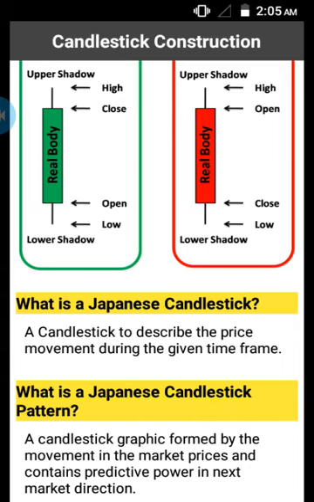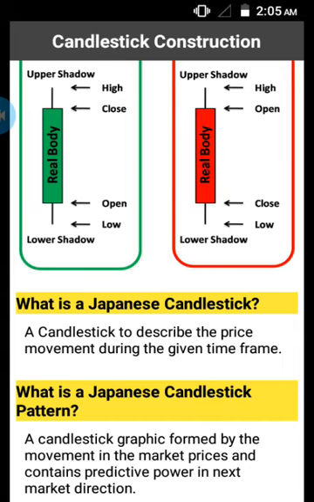What are candlestick constructions? When we talk about candlestick construction, we are talking about the pattern that develops when a candlestick takes formation. You will see them as I go through. You will see those particular patterns and formations. We call them constructions.